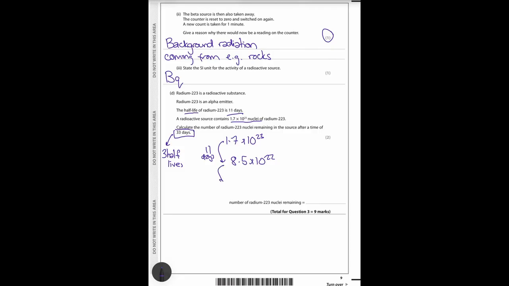After another 11 days, it's going to half again. So that is now going to go down to 4.25 times 10 to the 22. After another 11 days, it's going to half again. I've just got half that again, and now that's gone to 2.125 times 10 to the 22. Now I've done my 3 half-lives, so I'm happy that my answer has got to be what I've just written down from a calculator.